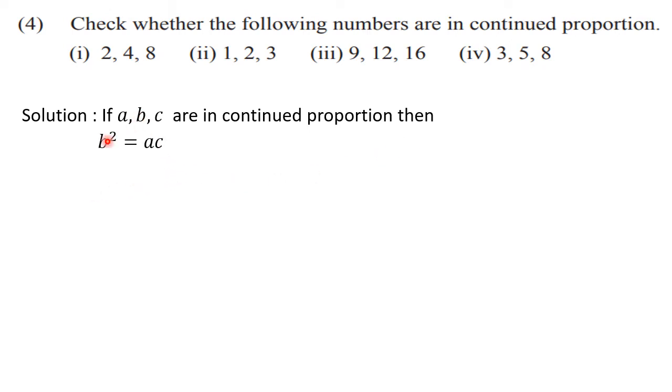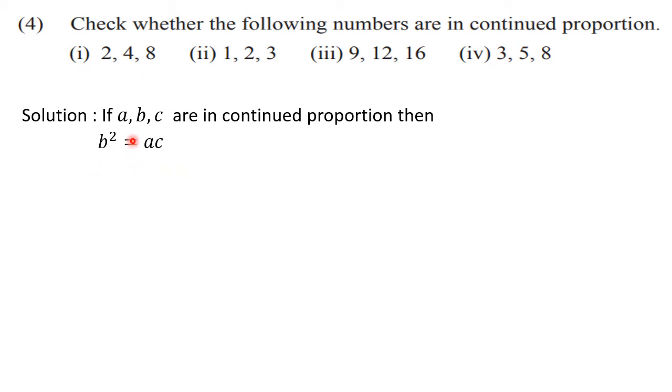That means the square of the middle term, or the square of the mean proportion, or the other word, the geometric mean, is equal to the multiplication of the remaining two. So always these three numbers: first is A, second is B, and third is C. Then you have to verify this relationship for each of the given triplets. Three numbers are called triplets. So for every sum, we will verify this relationship.